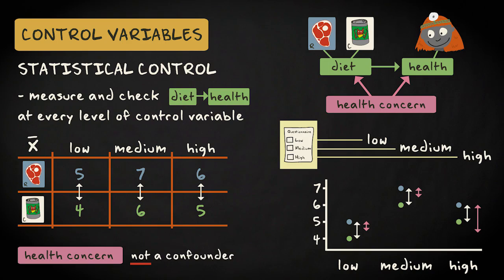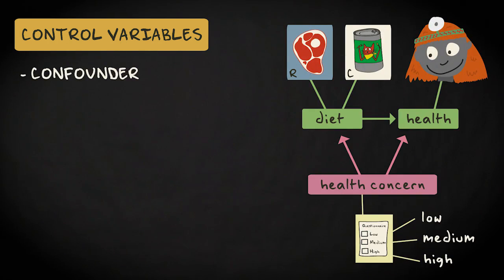If the difference in mean health rating between the raw meat and canned food group changes or disappears for one or more of the health concern levels, then there are three possibilities. First, health concern is a true confounder, a common cause of both the independent and dependent variable, resulting in a spurious relation between diet and health that disappears once we take health concern into account.